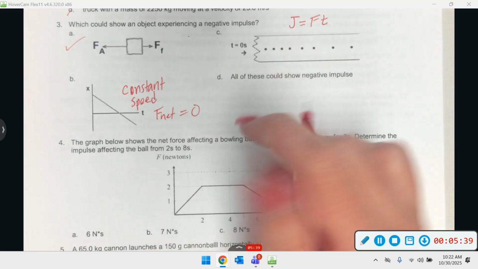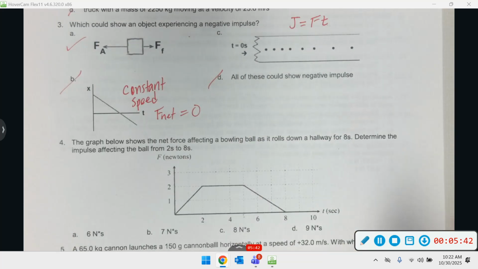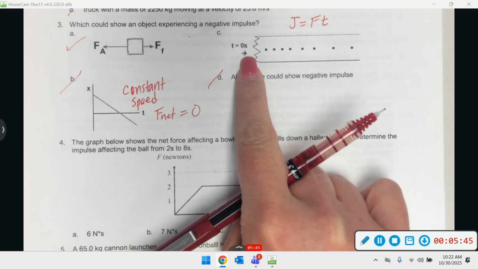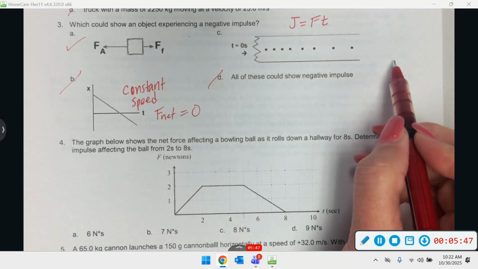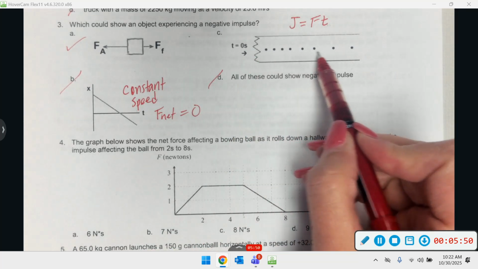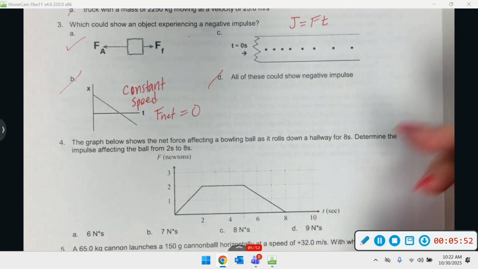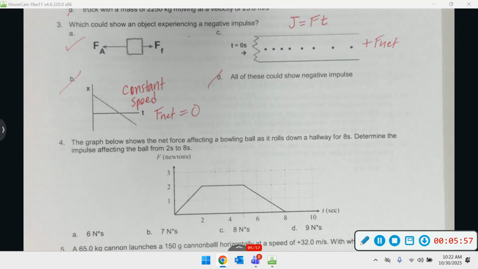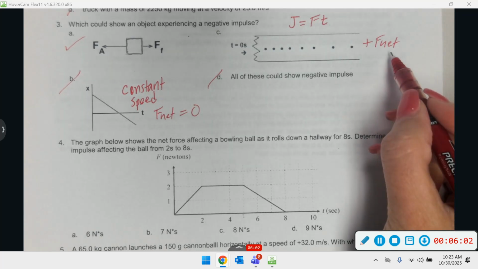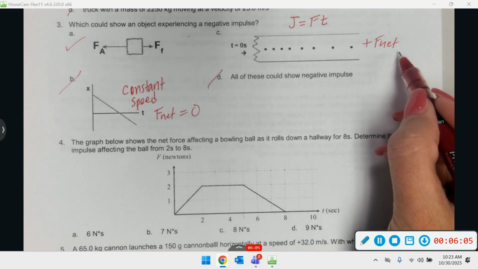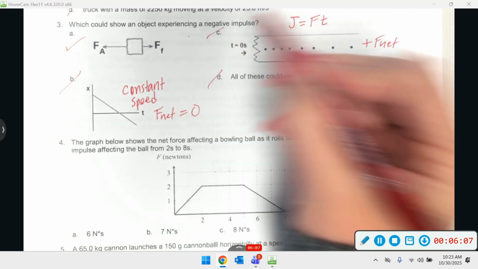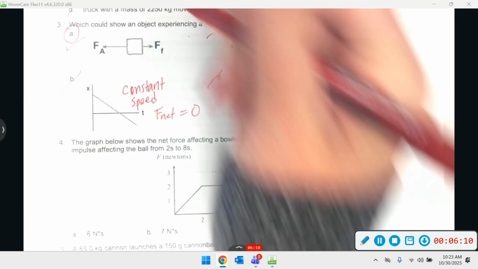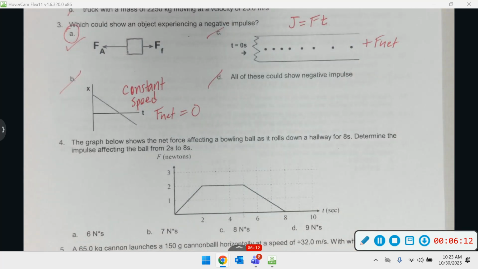Let's just talk about C. We already know it can't be D because it's not B. C shows an object that is moving forward. It tells us to read it from left to right. And it's moving forward and it's speeding up. That means its net force has to be in the same direction as its motion because it's getting faster. So this one would be a positive net force, not a negative one. That would be a positive impulse, not a negative one. So the answer you should have selected for number 3 was A. That is the only one that would represent a negative force and thus a negative impulse.